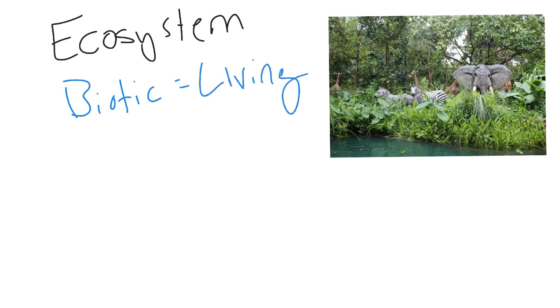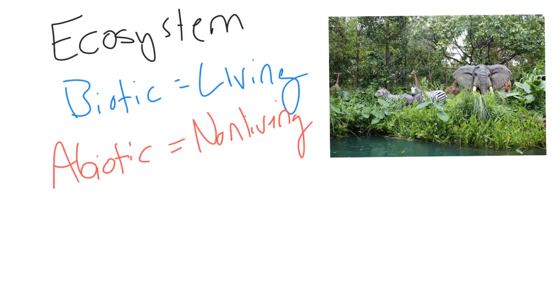But an ecosystem consists of all the biotic factors, and this means living, things like the trees, the plants, the animals, all the living parts of the ecosystem. And we can have the abiotic factors, which are the non-living parts of the ecosystem.